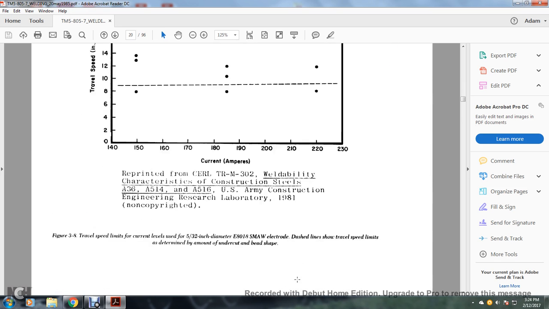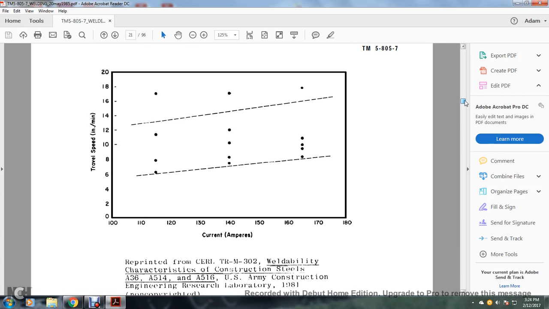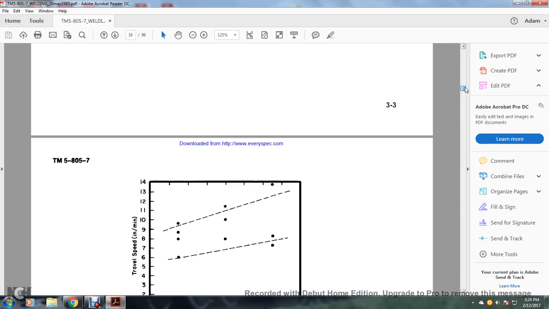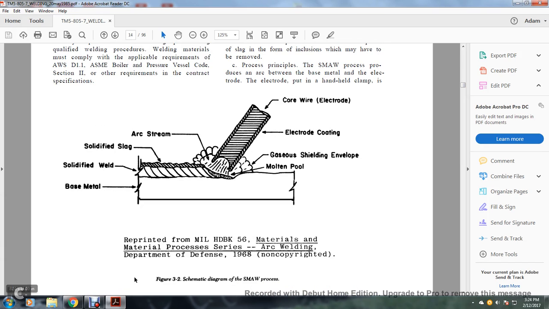We're going to go over these pictures as soon as I read the rest of that paragraph. Struck against the base metal to create a gap. All right, so let's go back. This shows your schematic diagram of shielded metal arc welding. You have your arc stream, your solidified slag, the solidified weld on the base metal, the gaseous shielding envelope of the molten pool, your electrode coating, and the core wire of the electrode.